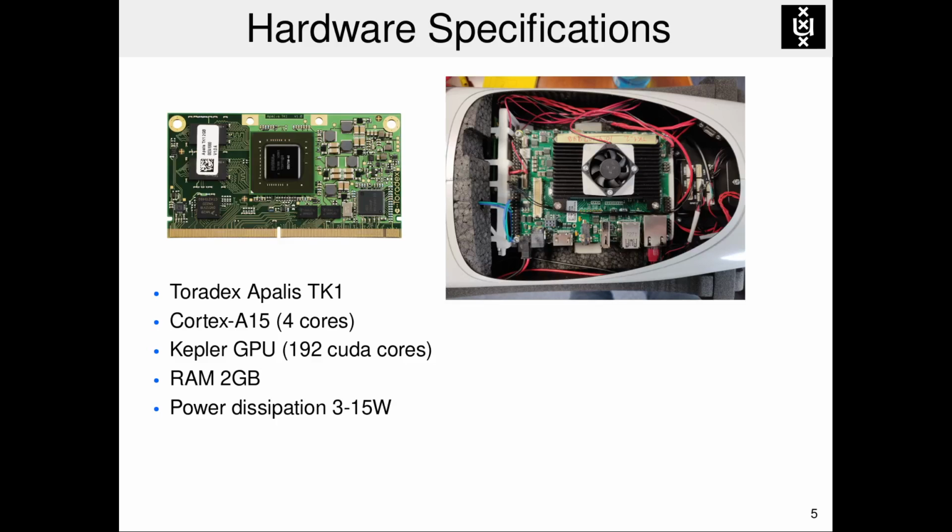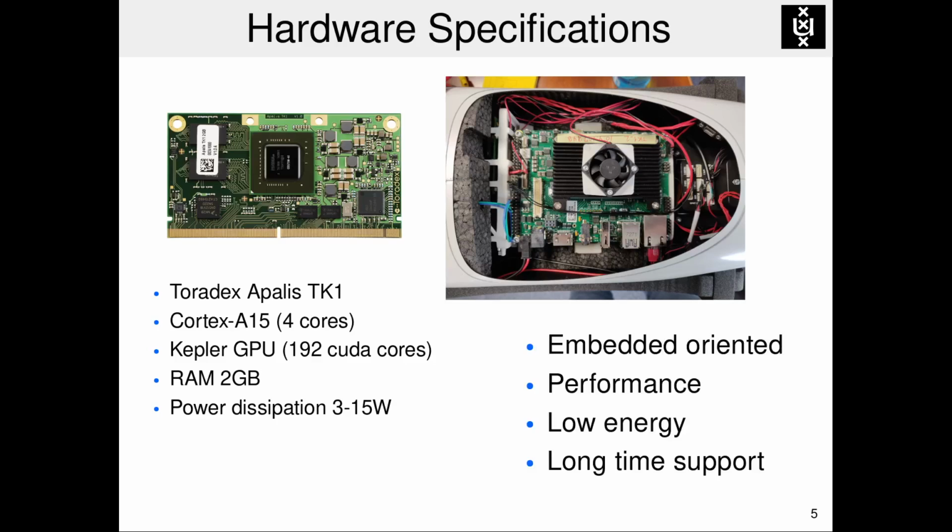For the search and rescue part, we are running the software on an Apalis TK1 provided by Toradex. This board features 4 ARM cores, a Kepler GPU, and 2 gigabytes of RAM. It also has a power dissipation of 3 to 15 watts. It has been selected by our industrial partner because it's performant, it's embedded oriented, it has a low energy consumption, and a 10-year life support.